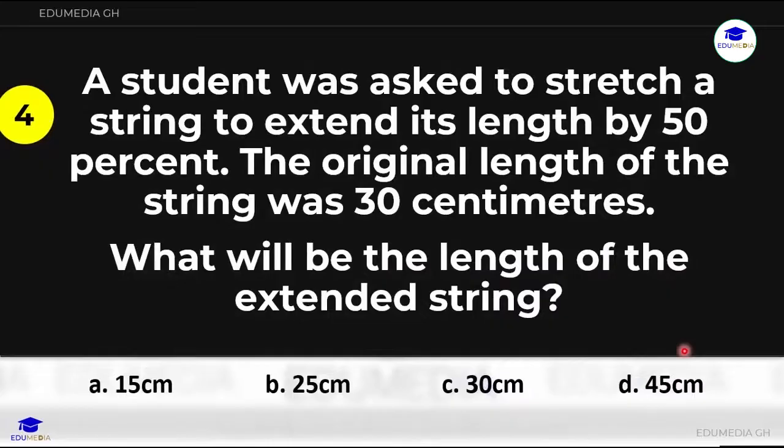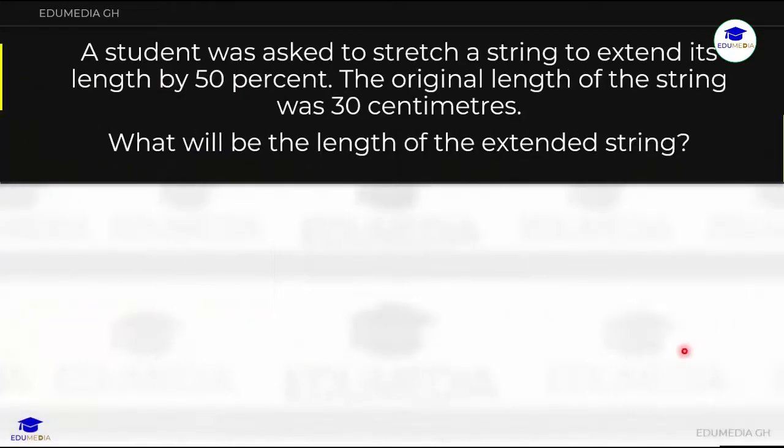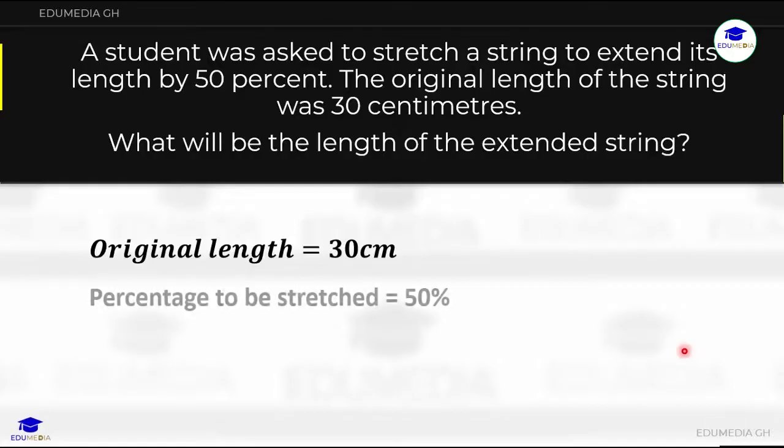Question number 4. A student was asked to stretch a string to extend its length by 50%. The original length of the string was 30 centimeters. What will be the length of the extended string? From the question, we know the length of the original string, that is 30 centimeters, and also the amount by which the student is supposed to stretch it, that is 50%. Stretching it by 50% means you pull it, extend it, for it to extend by 50% of its original size.